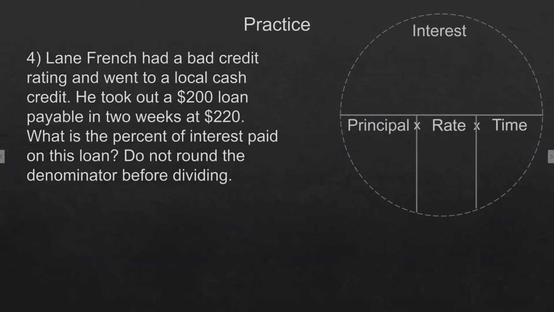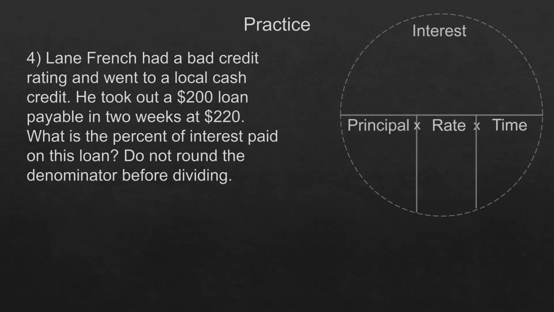Here's our next example. Lane French had a bad credit rating and went to a local cash credit. He took out a $200 loan payable in 2 weeks at $220. What is the percent of interest paid on this loan? Do not round the denominator before dividing. That's why you use your calculator and your parenthesis keys. There's no need to even calculate that separately because we can do it all at one time.